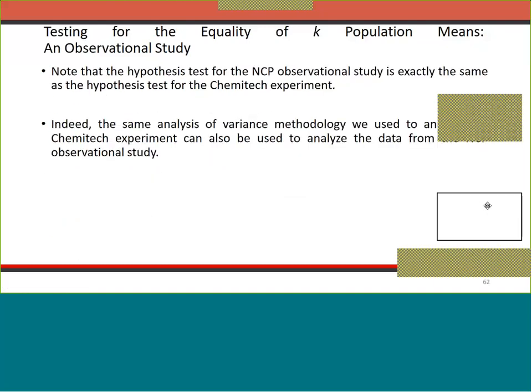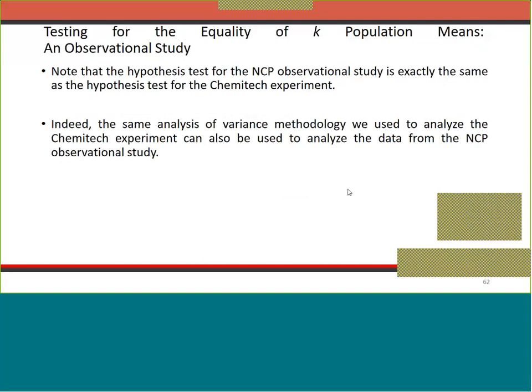So now let us compare this observational study with the experimental study. Note that the hypothesis test for the NCP observational study is exactly the same as the hypothesis test for the Chemitech experiment, because in both cases the hypothesis is the same. Indeed, the same analysis of variance methodology we used to analyze the Chemitech experiment can also be used to analyze the data from the NCP observational study. So you can use the same type of ANOVA for both.